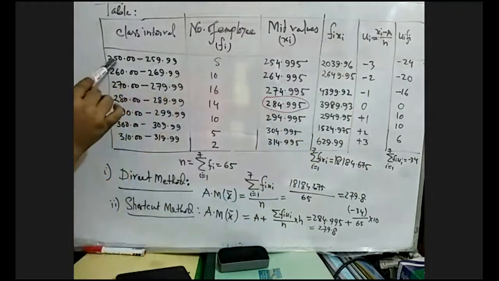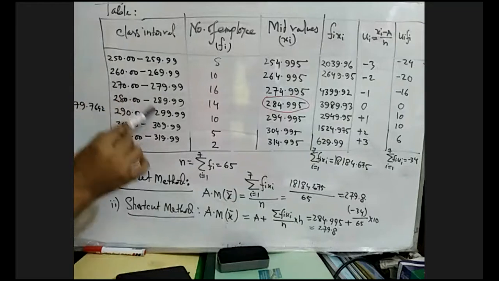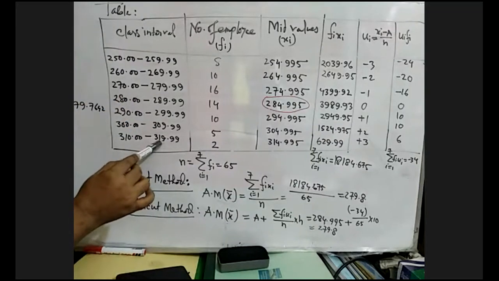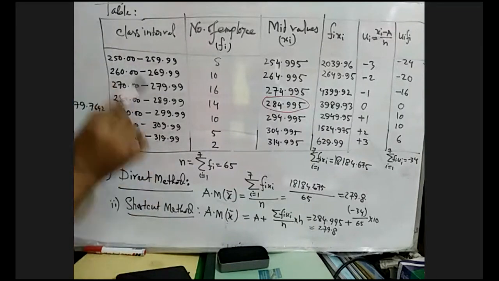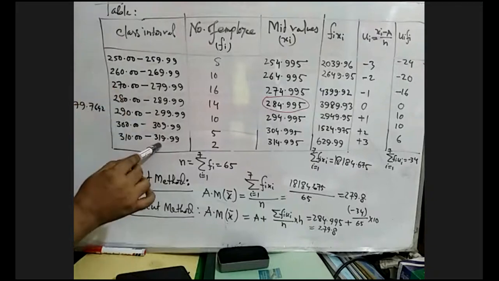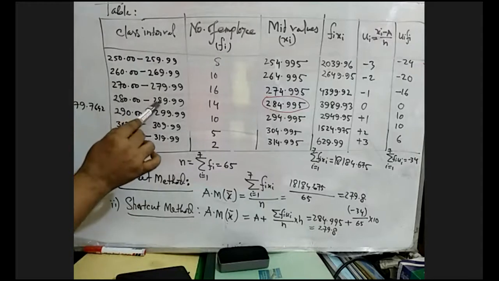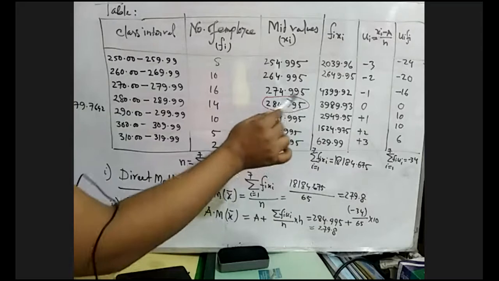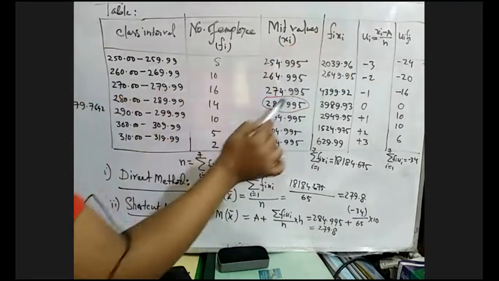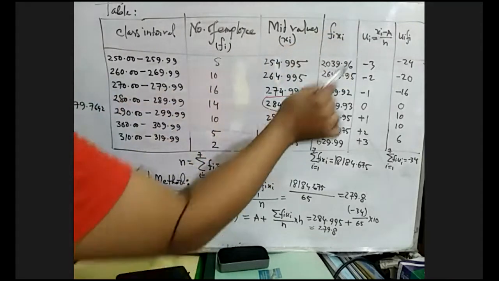This is the lowest value of the class interval, and this is the highest value of the class interval, 319.99. So adding these two, the lowest value and highest value, and dividing by 2, will lie in this class, 282 289.99. So this mid value will be the assumed mean. Okay, so the assumed mean a equals what? 284.995.